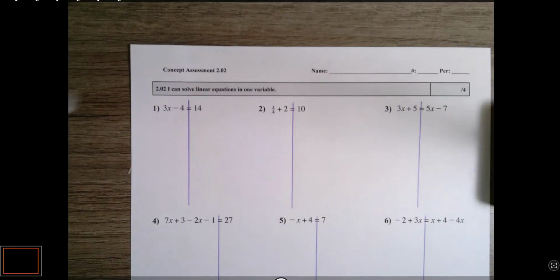All right, so let's see. Concept assessment 2.02. I can solve linear equations in one variable.